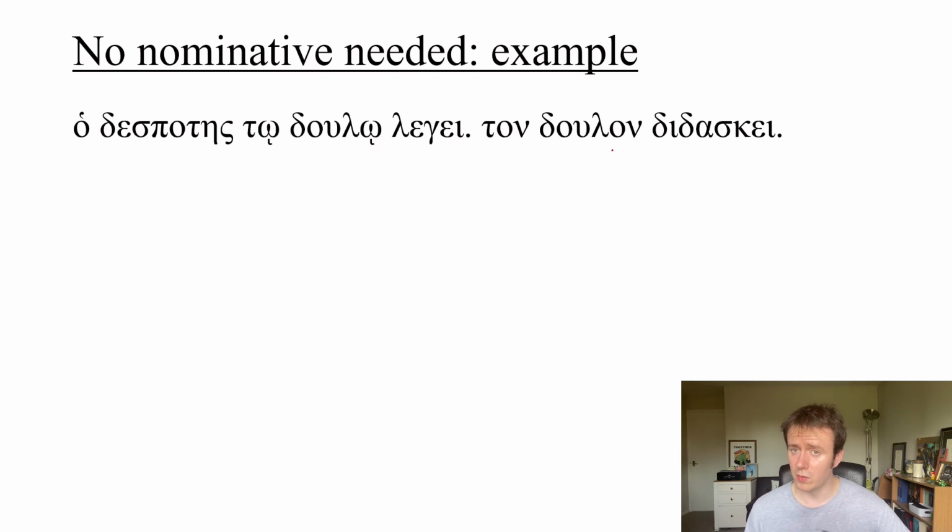which we translated before as he, she, it teaches the slave. However, here we've just been told the master is speaking to the slave. So now it's not appropriate to say he, she, it teaches the slave, because we can infer from the context that it will be he, namely the master. And therefore we should translate these sentences as follows.